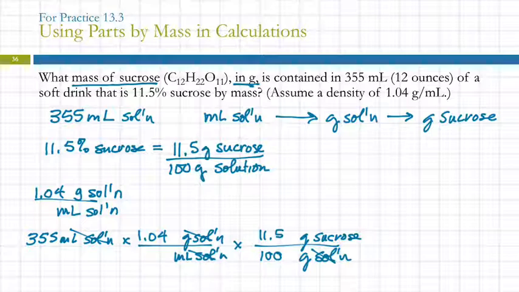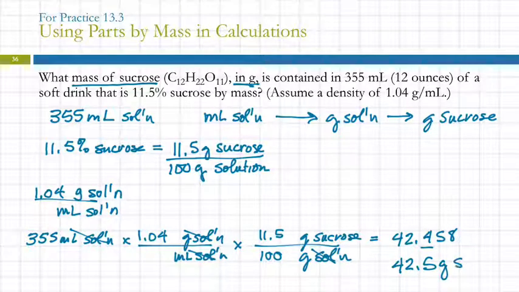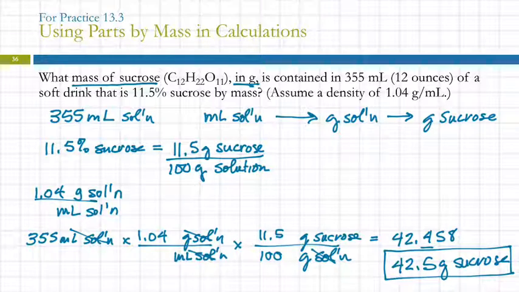42. How many sig figs? Looks like 3. 42.458. So that would round to 42.5 grams of sucrose. Any questions?